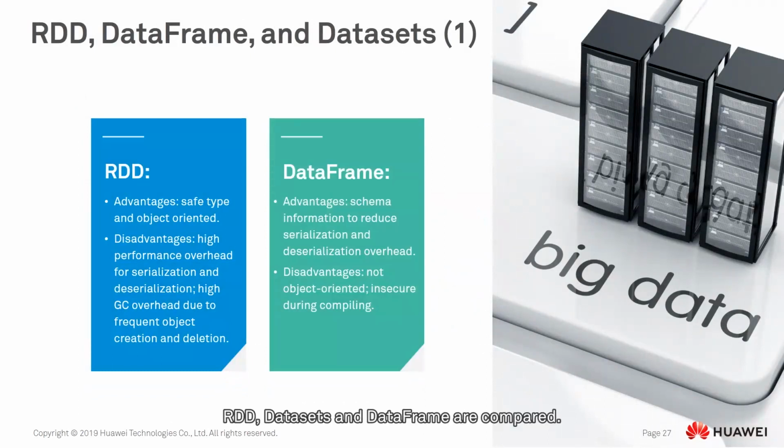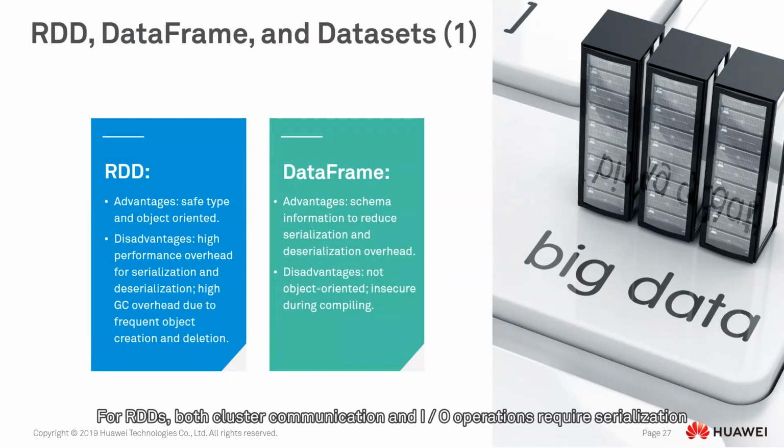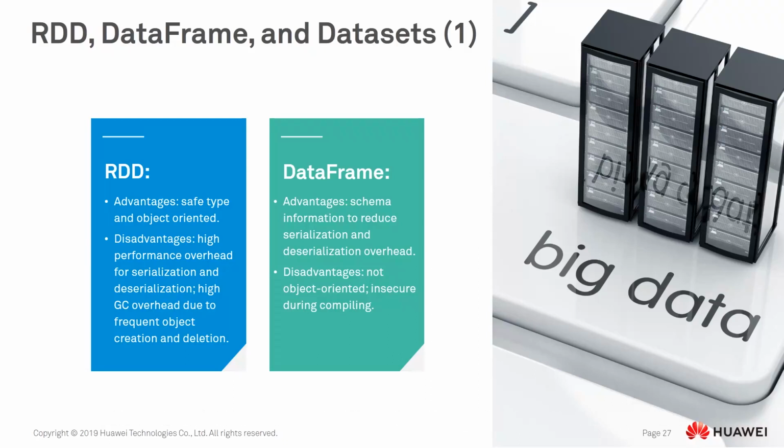RDD, datasets, and DataFrame are compared. For RDDs, both cluster communication and I/O operations require serialization and deserialization of data and data structures. Datasets and DataFrame have exactly the same functions, but the types of the data in each row differ. For DataFrame, data in each row is of the Row type. Fields and types of these fields in each row are unknown. You can only use getAs or pattern matching in the command to obtain a specific field.